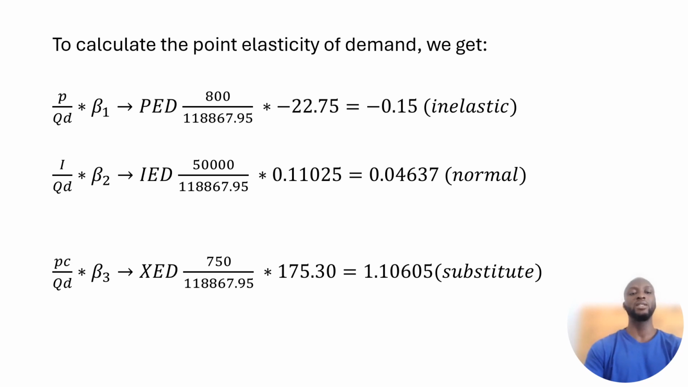And here is the cross price elasticity: price of the competing firm's smartphone divided by quantity demand multiplied by the slope, beta 3. What we get is 750, the price of the competing firm's smartphone, divided by the quantity demand, again multiplied by beta 3, and this is what we get, a positive value, meaning that our good is a substitute, obviously.